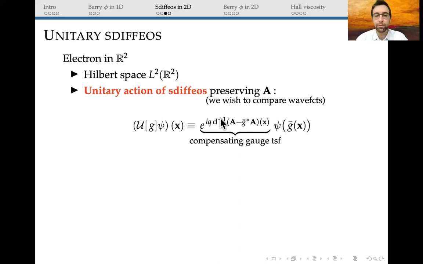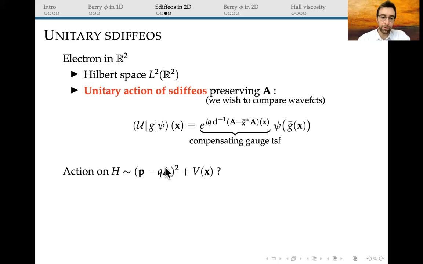What does matter is that on the plane, for every Zdifeo, there always exists a way to compensate the change of gauge due to a Zdifeo by adding a compensating gauge transformation. Now, this formula in terms of unitary operators acting on wave functions is fairly abstract. So let me actually show you the action of these deformations on a Hamiltonian, which is perhaps a bit more intuitively clear. So let's assume that the one-body Hamiltonian is a Landau term, so P minus A squared, that's a Landau Hamiltonian, the kinetic term, if you will, plus some potential V.